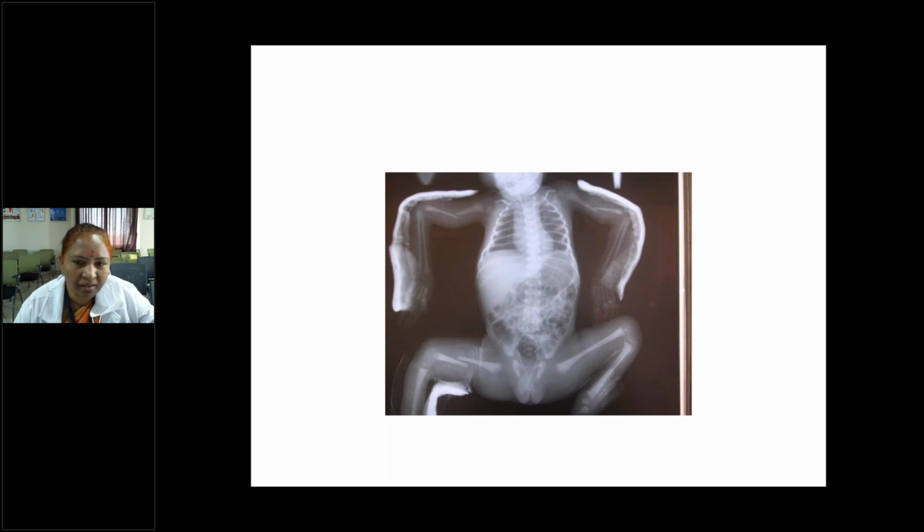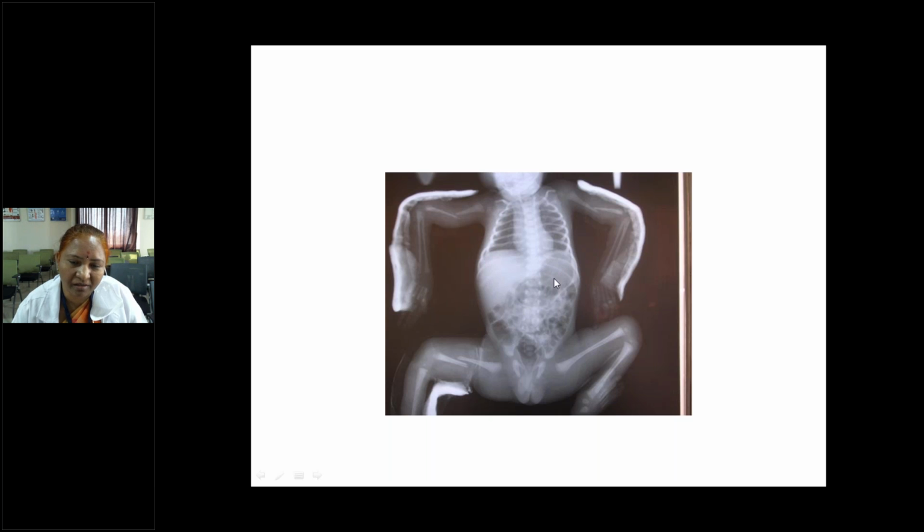Here is the infantogram. If the total baby, the infant, is visible on the X-ray, we call it an infantogram. Except for the skull, almost all is visible like an infantogram. Here you can see there is a fracture. Are you able to observe here? Fracture. Here also fracture. Here also clavicular fracture. Here fracture. And here also femur fracture is there. Multiple fractures with different ages of healing.